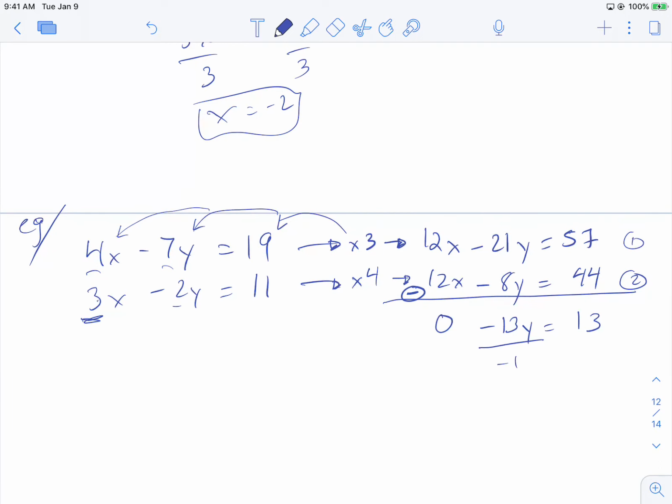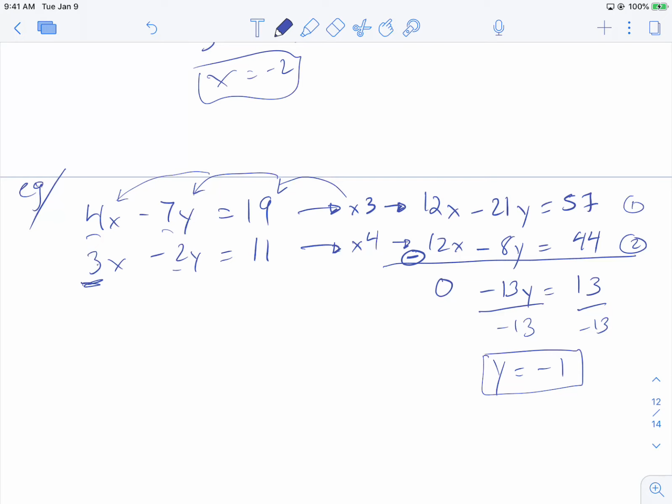So I'll divide this side by negative 13, divide this side by negative 13, and I get y equals 13 divided by negative 13, which is negative 1. Good. Now I'm going to take that and substitute it back into one of these equations. So I'll just substitute in the bottom one. 3x minus 2y equals 11. 3x minus 2, my y value is now negative 1, so I'll put that in there.